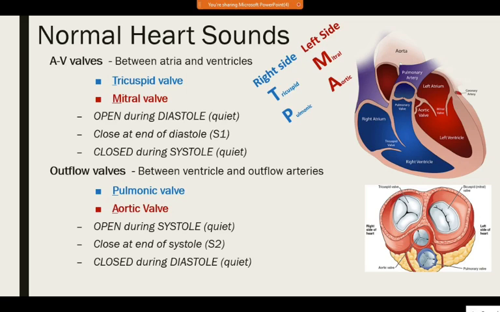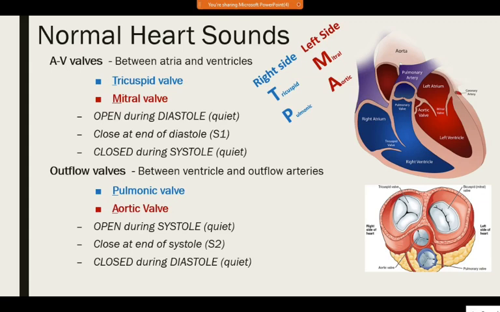Outflow valves will be open during systole because you're ejecting out to the lungs and to the body, to the aorta. So the outflow valves are open during systole and they are closed during diastole because you're supposed to be filling the ventricle, not ejecting. So lub dub, lub dub. Lub is the sound of AV valves closing. Dub is the sound of outflow valves closing. That should be all we hear. Lub dub, lub dub.